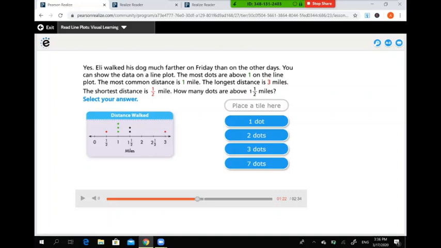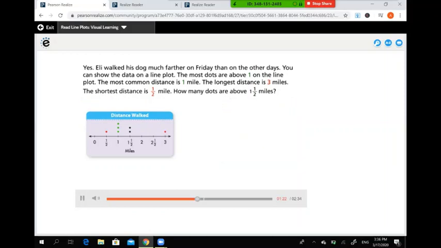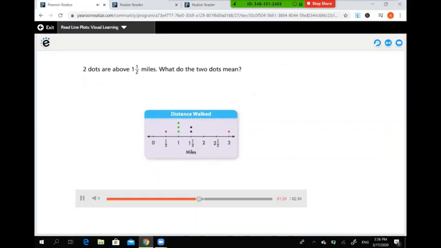And the longest distance, which is here, is 3 miles. And the shortest distance is 1/2 mile. How many dots above 1.5 miles? As we see here, 2 dots. 2 dots are above 1 and 1/2 miles.